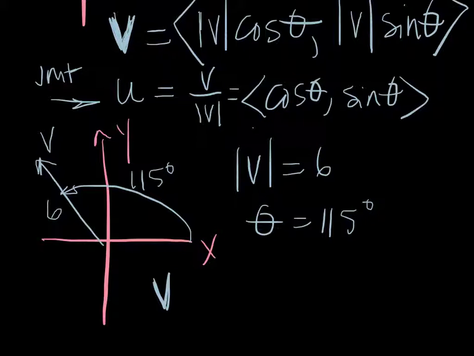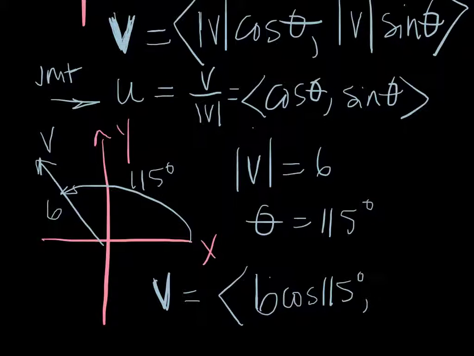V, to find it in component form, it would be the absolute value of v, which is 6, times the cosine of 115 degrees. Its b component would be the absolute value of v, which is 6, it gave us, times sine of 115 degrees. Okay, that's in component form.